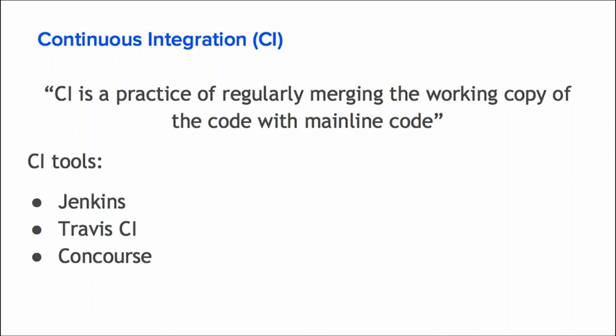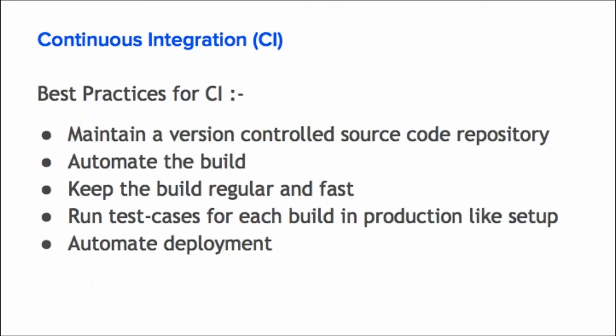So instead of waiting for the entire month, CI says that you are going to merge those codes at a regular interval, for example every day or every week, and then deploy the application with the code that has been developed in that interval. That way there's no surprise towards the end. And the tools which we can use for CI are Jenkins, Travis, Concourse, and so on.